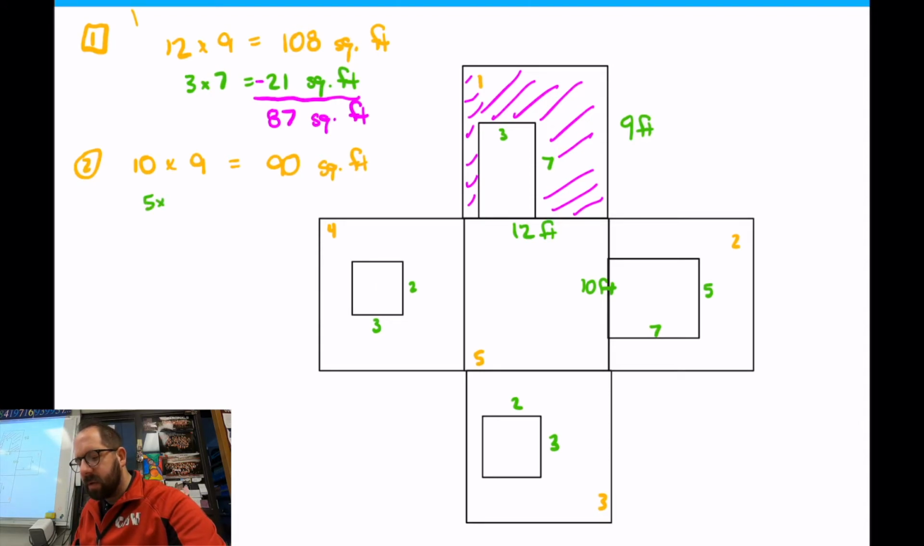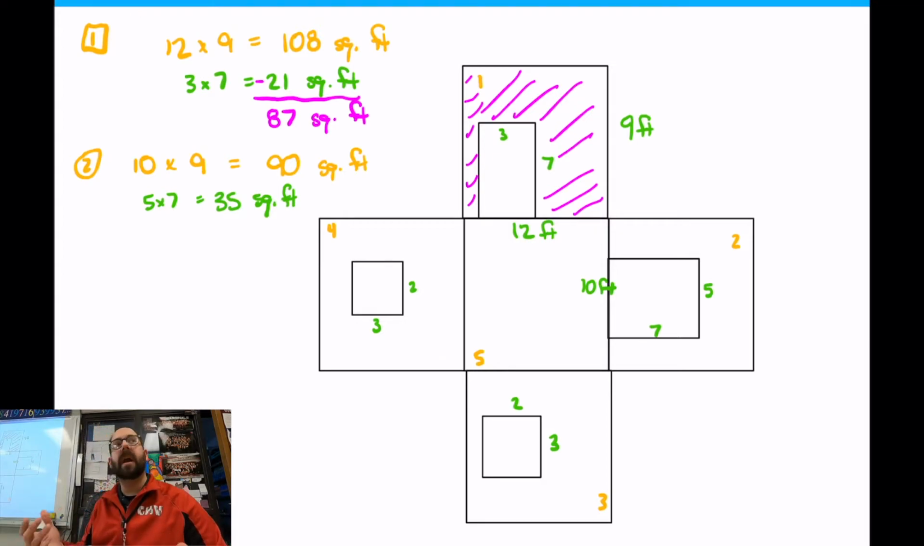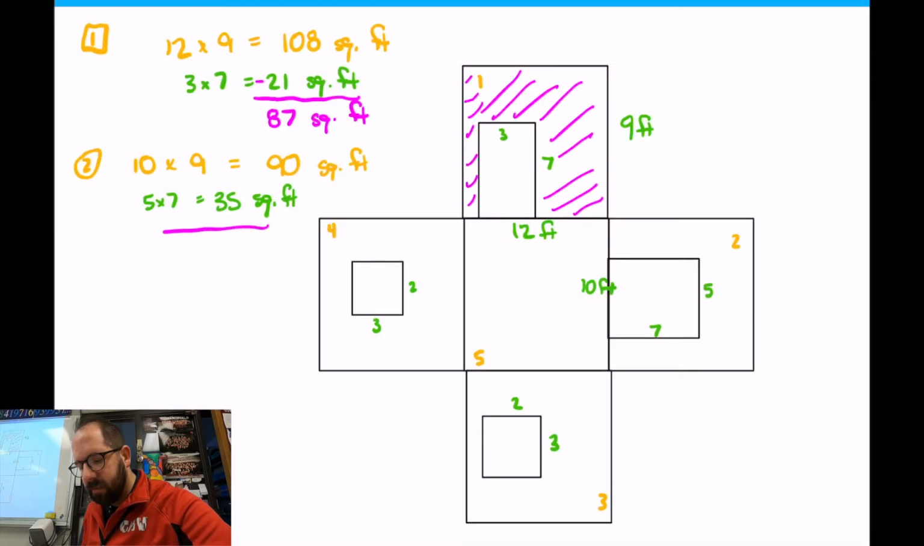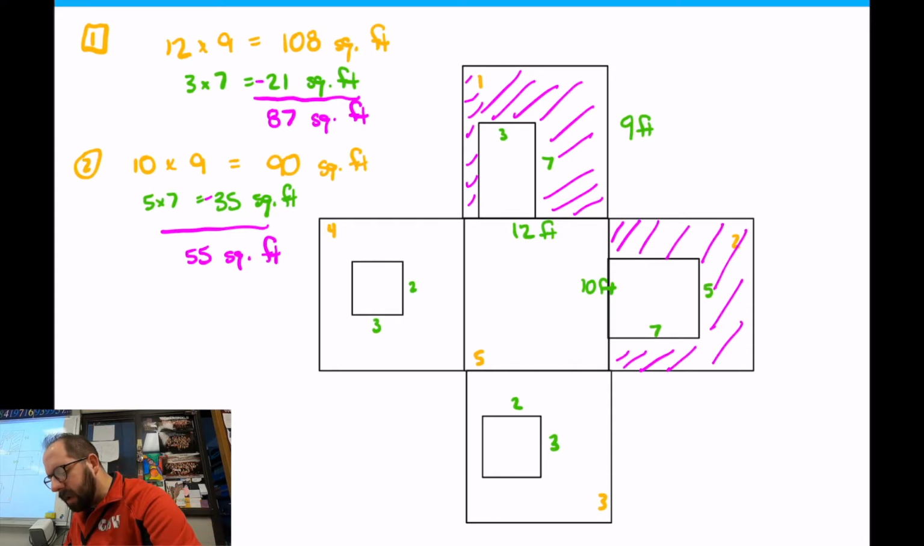And then we're going to subtract off the closet door, which is 5 by 7. So we're going to subtract off the 35 square feet for the closet door, because again, how you find areas is you take the length times width, right? If we subtract those numbers, we get 55 square feet. Maybe I should put a different color here. Again, if I'm color coding, that's this part right here.